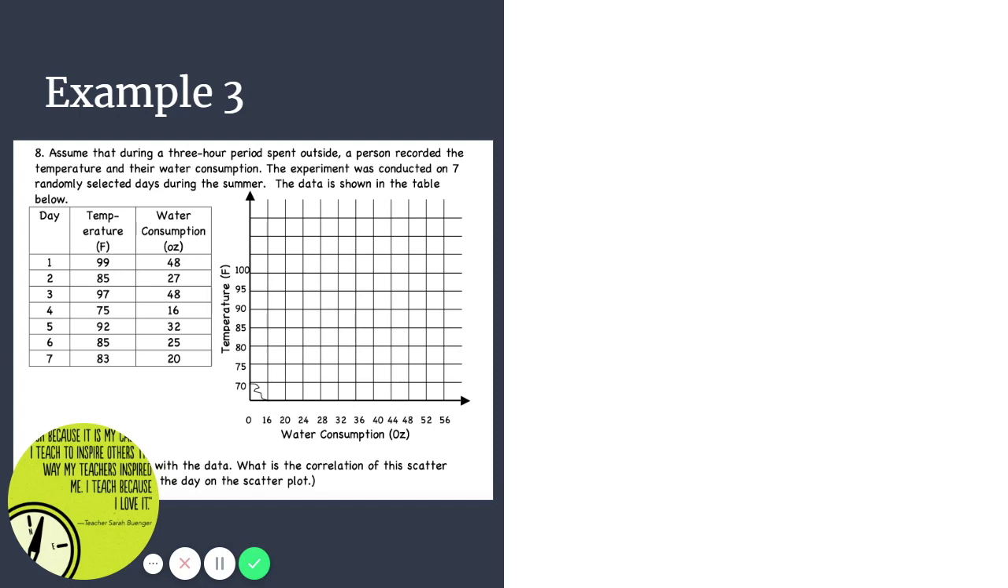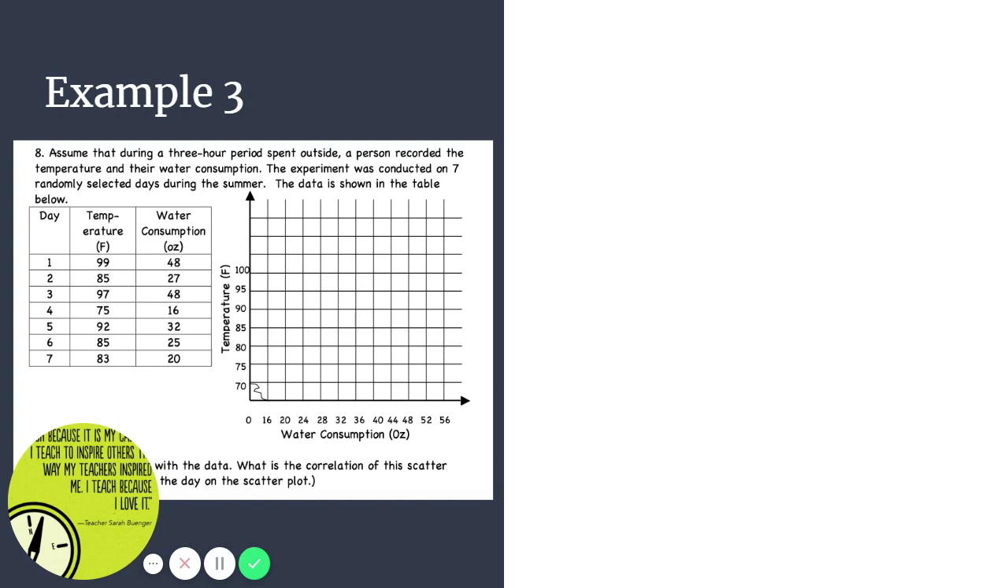You are now ready for example number 3. It says, assume that during a 3-hour period spent outside, a person recorded the temperature and their water consumption. The experiment was conducted on 7 randomly selected days during the summer. The data is shown in the table below. You are to plot the points from the data onto the graph and determine what the correlation of the scatter plot is on the graph from the temperature and the water consumption.